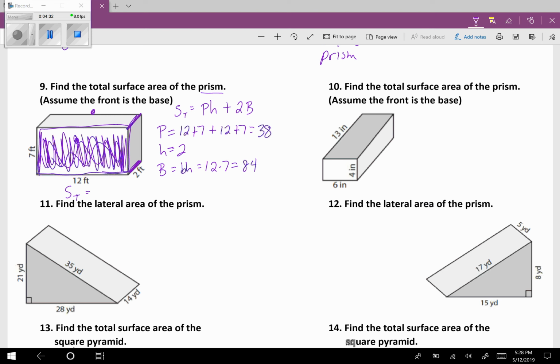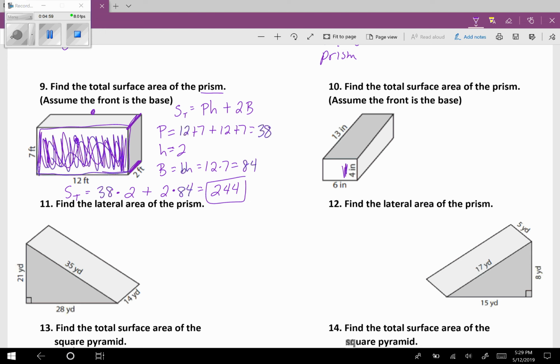So the total surface area: perimeter, is 38 times the height, which is 2, plus 2 times big B, which is 84. Okay, and you can type all of this in the calculator just like this. And when you do that, you get 244.